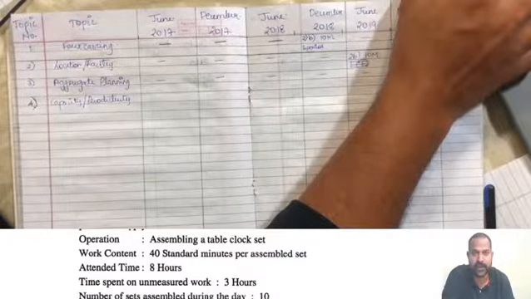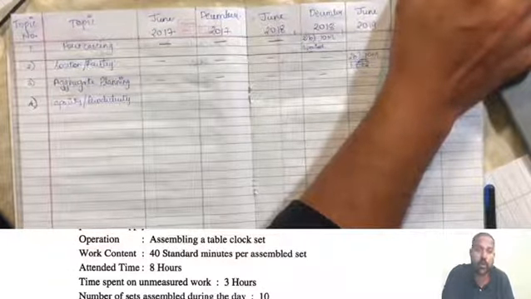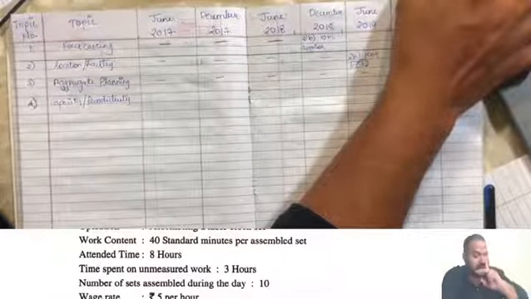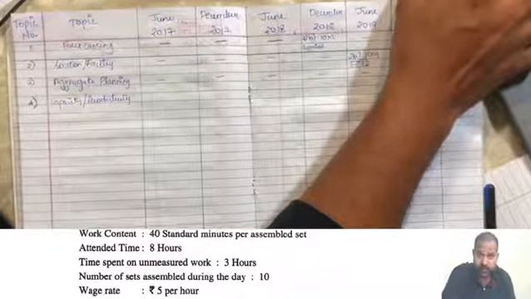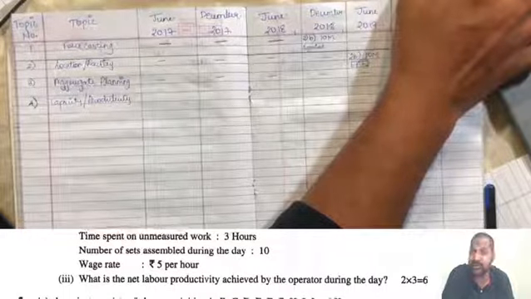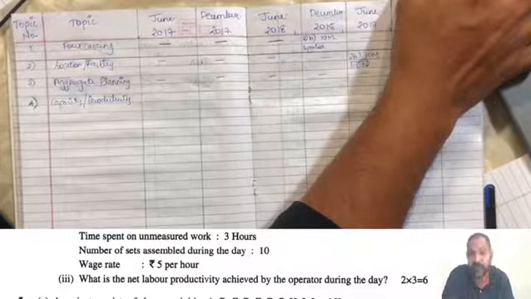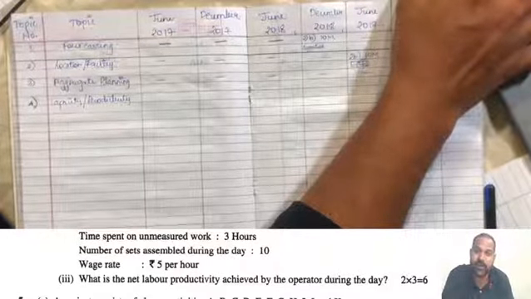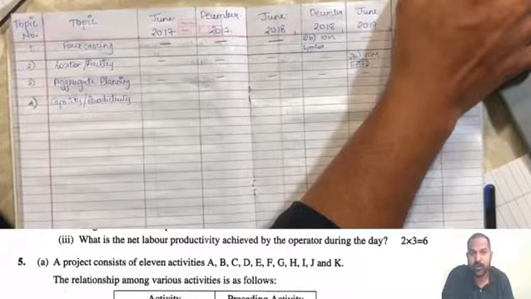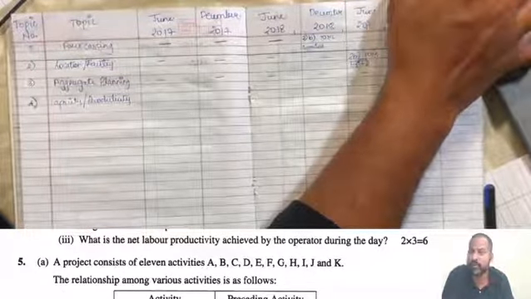What are the particulars? Operation assembling of table clock set. So here it is table clock and not pocket transistor. Okay. Working contents 40 standard minutes. There it is 30, here it is 40. 8 hours of attended time, of which 3 hours is unmeasured. See, they changed the ratio. 8 hours and 3 hours of unmeasured becomes 5 hours of measured. Number of sets assembled during the day, 10. Wage rate is rupees 5 per hour. Question number 3, what is the net labor productivity achieved by the operator during the day?